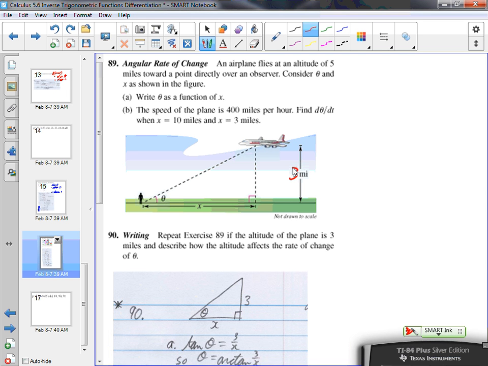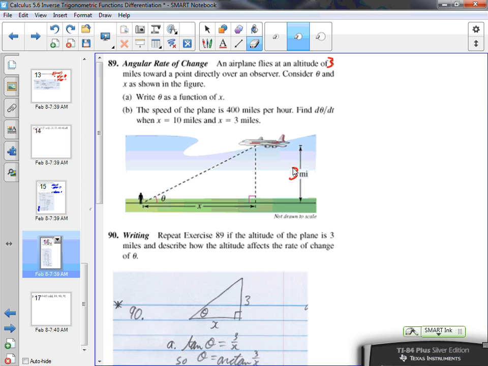All right, so number 90. An airplane flies at an altitude of, not 5, but 3 miles toward a point directly over an observer. Consider theta and x as shown in the figure. So theta is the angle of elevation from the observer to the airplane. Is theta going to change? Yeah, as the plane keeps moving towards the observer, when the plane's here, theta is going to be bigger, isn't it? Okay, theta is going to increase until the plane gets over the observer.